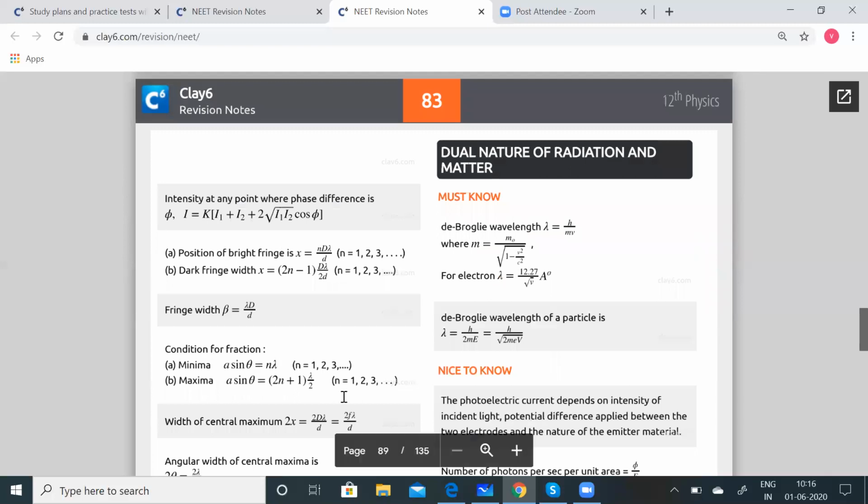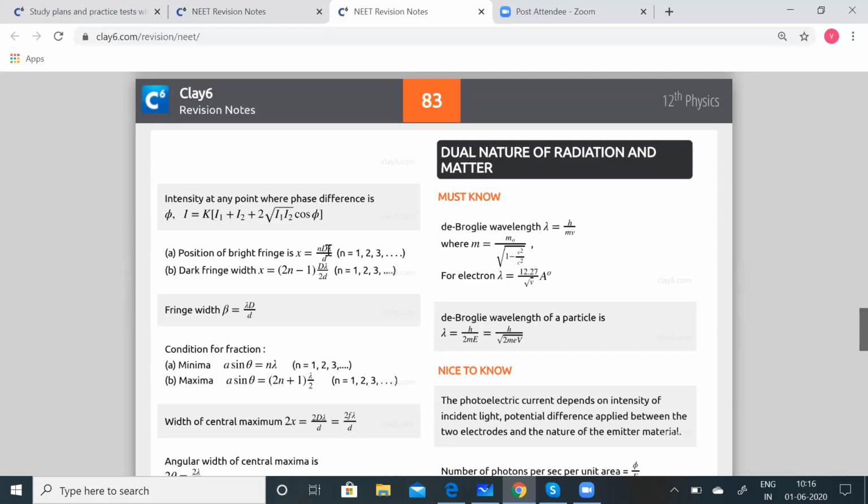Intensity at any point where the phase difference is phi: I equals K times (I1 plus I2 plus 2 root of I1 I2 cos phi). Position of the bright fringe is x equal to n D lambda by d, where n can take values 1, 2, 3. Position of the dark fringe, x is equal to (2n minus 1) times D lambda by 2d, where n is equal to 1, 2, 3.